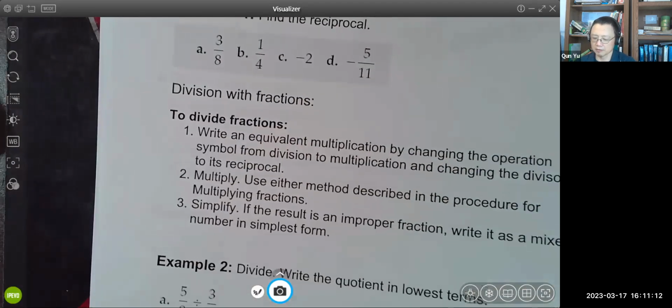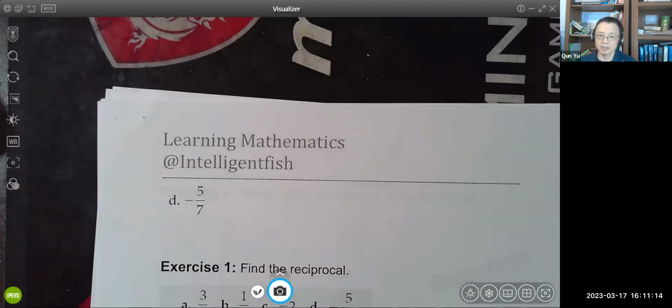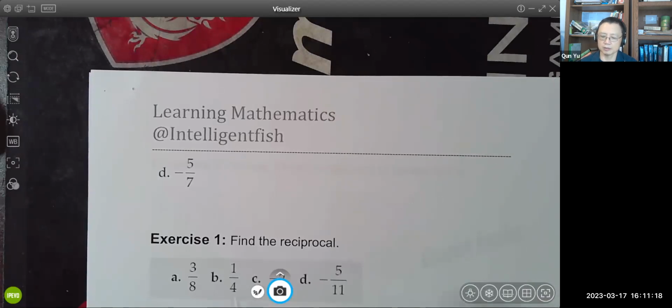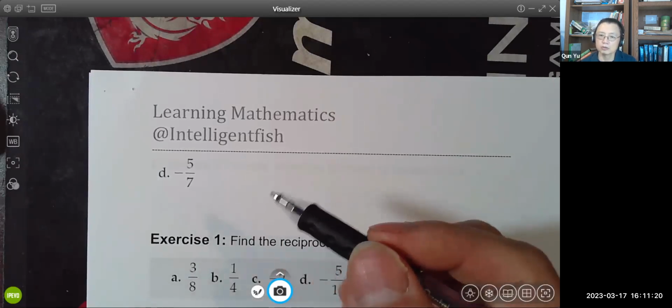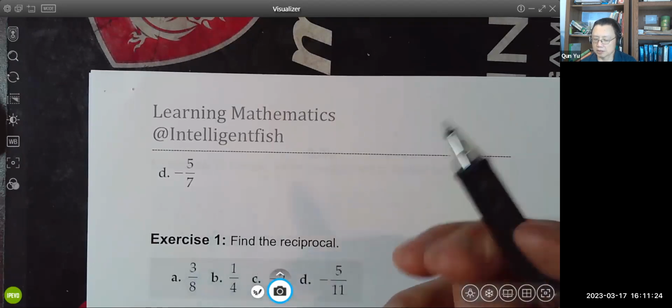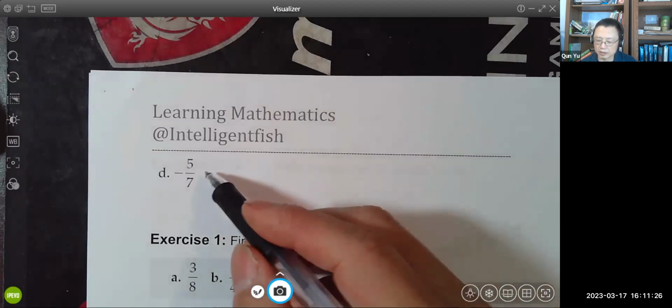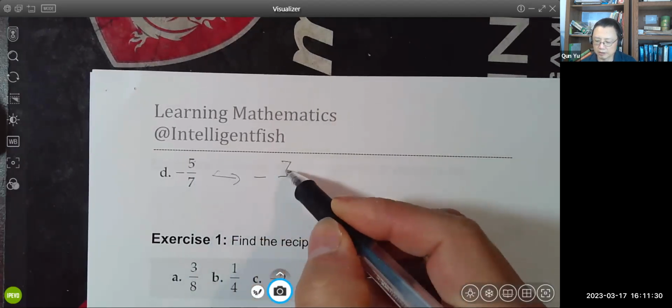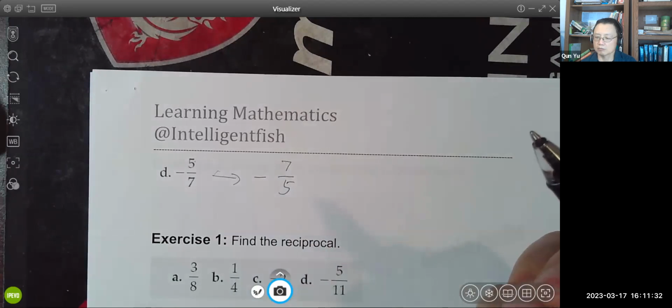Oh, we do have another one. We have negative 5 over 7. We need to find the reciprocal of this number. A reciprocal won't change the sign of the number. So we just need two numbers that multiply together to equal 1. We just switch these two numbers and get negative 7 over 5. And hopefully this makes sense.